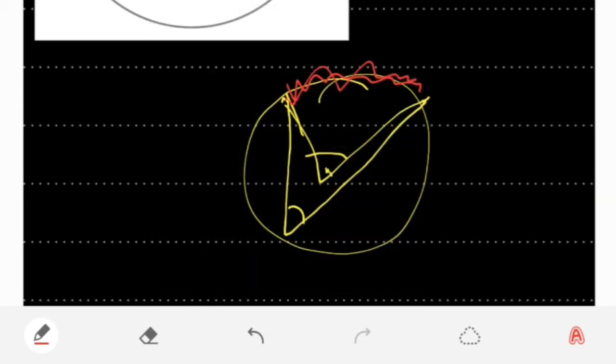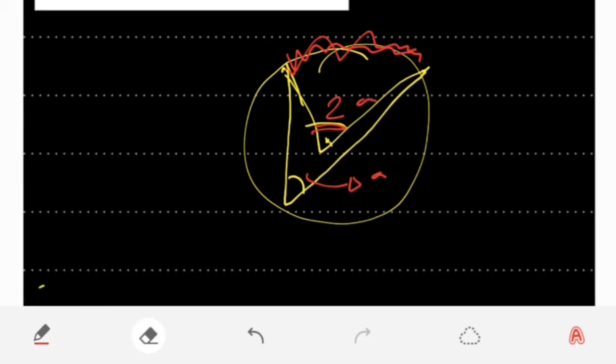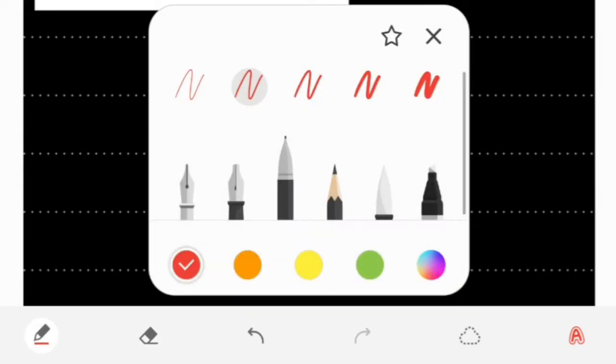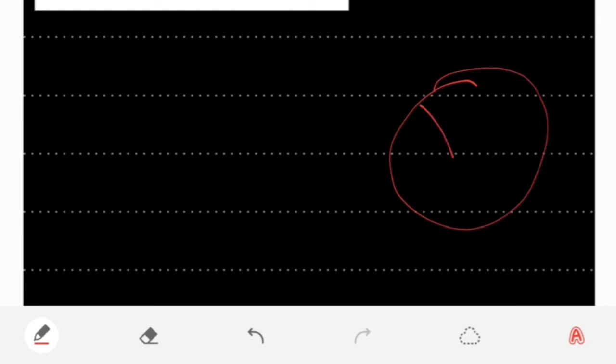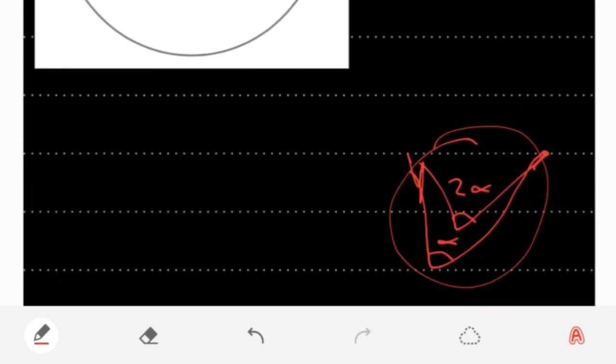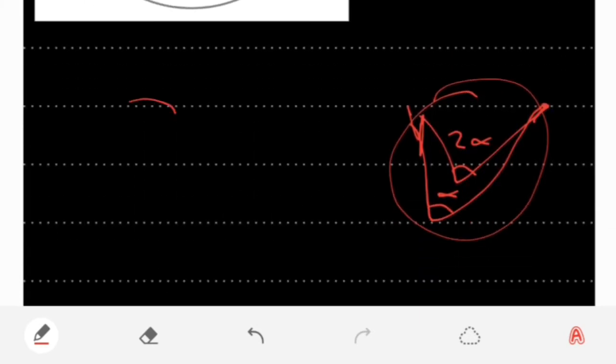It's called the inscribed angle theorem. So if this is A, for example, this is 2A. So this is the first idea that we are going to use. So if we have a circle and we have something like this, this angle is 2 alpha if this is alpha. Now what is the next idea that we are going to use?